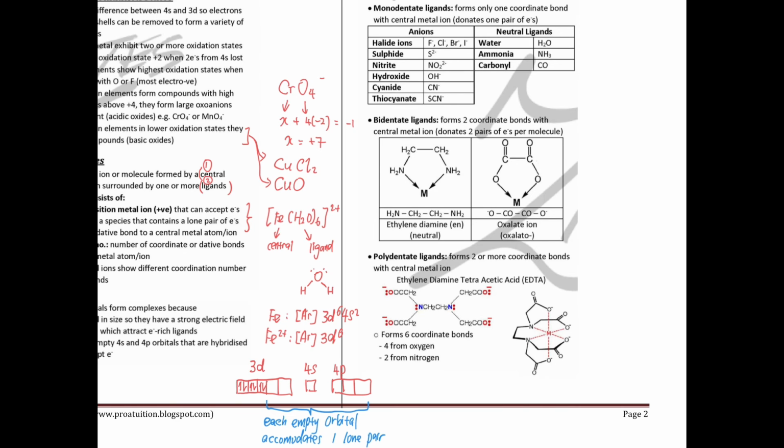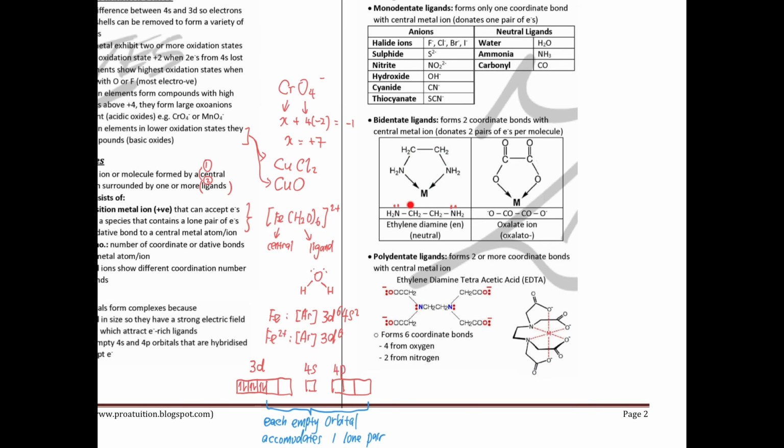One lone pair is here. You can see the red dot, and the second lone pair is there. So one lone pair and two lone pair, and you can see how they form two coordinate bonds. This nitrogen with the lone pair donates the lone pair to the central transition metal, and this is another lone pair. So there are two dative bonds for one molecule.